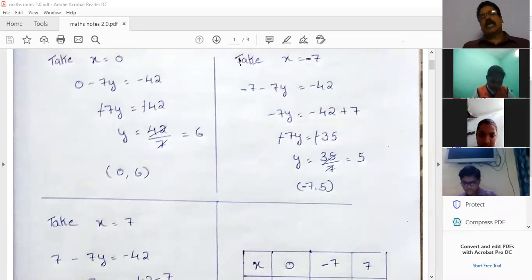You can take y values also. You can give values for y and find the x value. I give values and I find the y value. You can give values for y, and you can find x values also. No problem. Okay, sir.